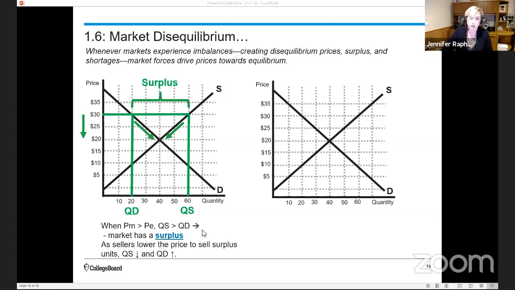So as sellers lower the price to sell surplus units, quantity supplied falls, quantity demanded rises. You should make sure you understand this. A surplus is eliminated through falling prices.